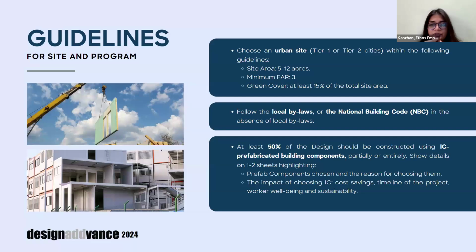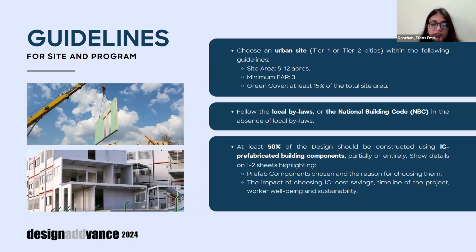Here are the guidelines. You have to choose an urban site, which would be in a tier 1 or tier 2 city, if you're familiar with the classification. The site area should be between 5 to 12 acres, and a minimum FAR that we are looking to achieve is 3, because in urban areas there is always a dearth or a scarcity of land. So we need to make most efficient use of it, right? Green cover, think about giving at least 50% to a green cover. Follow the local bylaws. In case the local bylaws are not applicable or not available to you, then use the National Building Code as your guidelines.